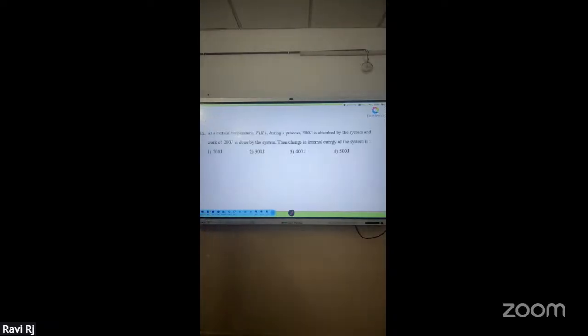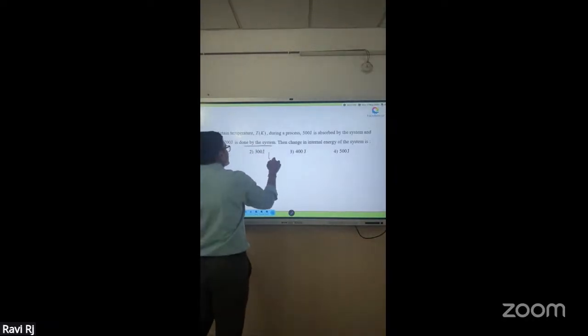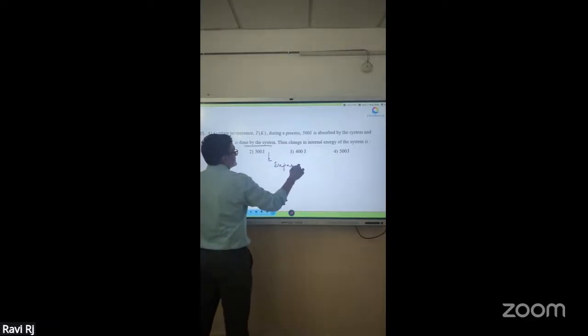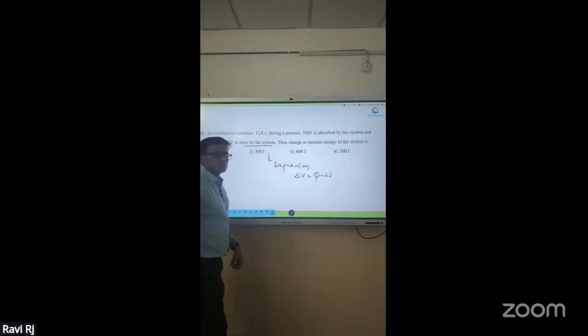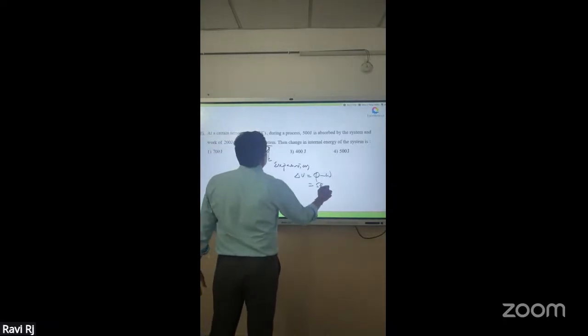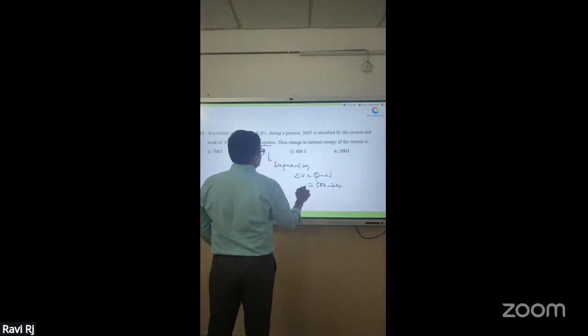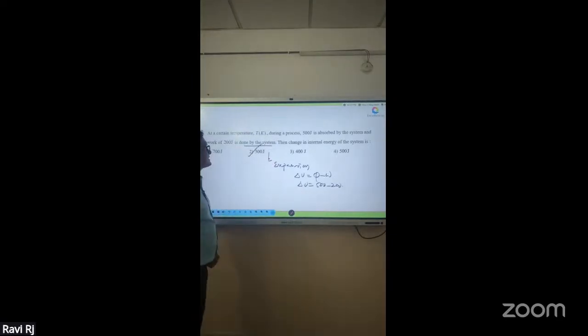Next. At a certain temperature, 500 joule of energy is absorbed, and 200 work is done by the system. That means expansion of the ideal gas. In expansion of the ideal gas, how would you write it? Delta U equals Q minus W. You can see that Q is 500, work done is 200. So delta U is 300. The change in internal energy is asked, which is simple. 300 is the right answer.